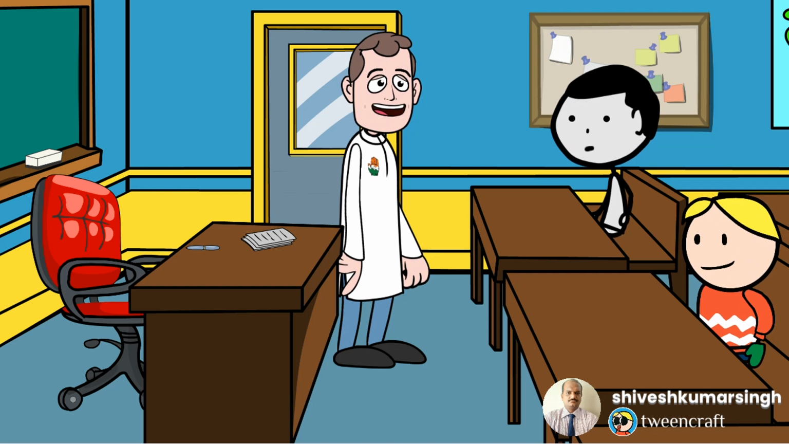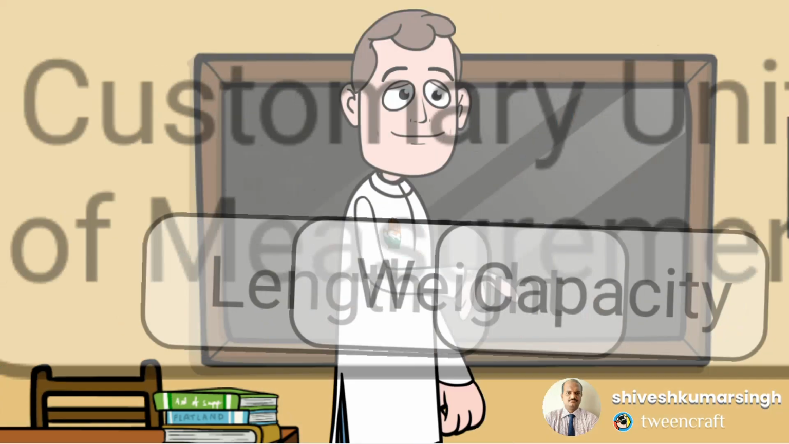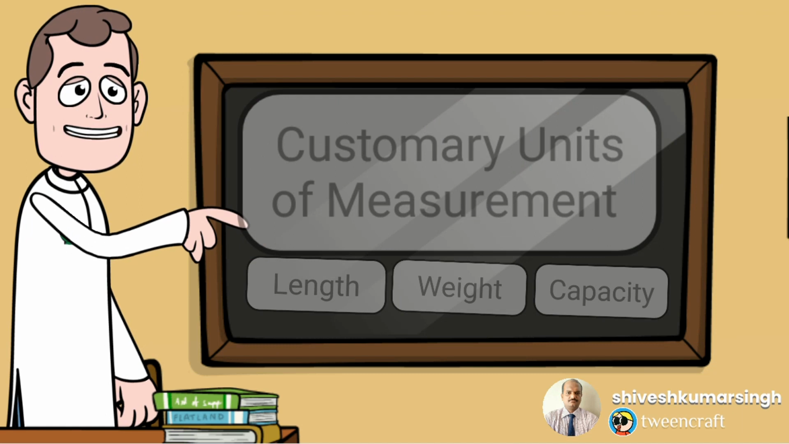Okay, students. So today we will talk about customary units of measurement, means some international units from one unit to another unit. Okay, students. So we will divide all the measurement units into three categories. One will be length, another will be weight, and third one will be capacity. Okay. So today in this class we are going to talk about different units of length.